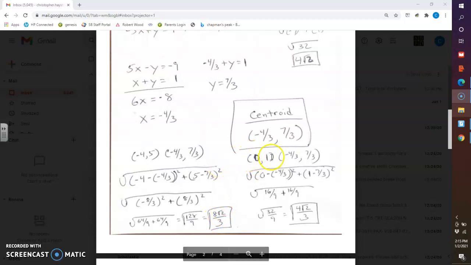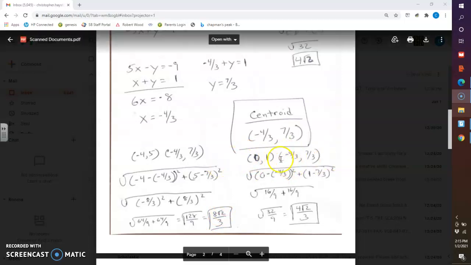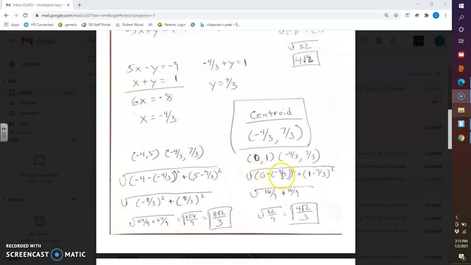When I go from my centroid to my midpoint of (0, 1), I get 0 minus -4/3 squared, plus 1 minus 7/3 squared, and that ends up being 16 over 9 plus 16 over 9. That's 4/3 squared plus -4/3 squared. We get 16 over 9 plus 16 over 9, which is 32 over 9 under the radical, and that's 4√2/3.